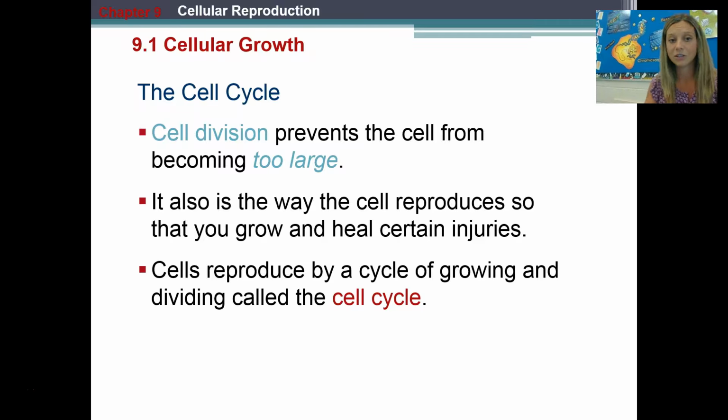So that is what cell division is. Cell division keeps the cell from getting too large to where it can no longer support itself. It's also the way that the cell reproduces so that you can grow. You have to make more cells in order to be able to get larger, and also so that you can replace cells that have been injured, so that you can heal injuries. So it's for growth and repair, the mitosis cell cycle.